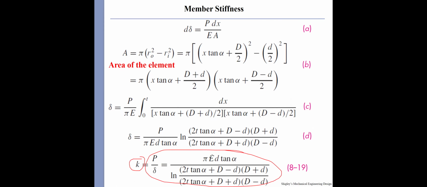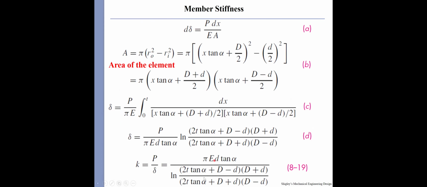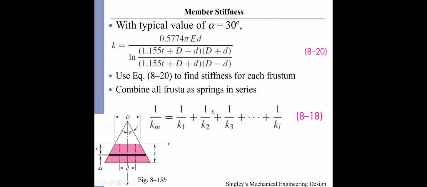In fact, it's not ugly, it's quite symmetric, okay? But usually we won't use such a complicated equation. With the typical value of alpha equals to 30 degrees, we can plug 30 degrees here and here and here, right? So we got this member stiffness. And we can use this equation to find the stiffness for each frustum, and we can combine all frustums as springs in series.